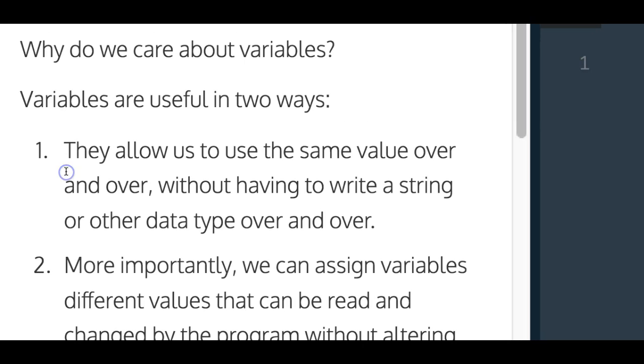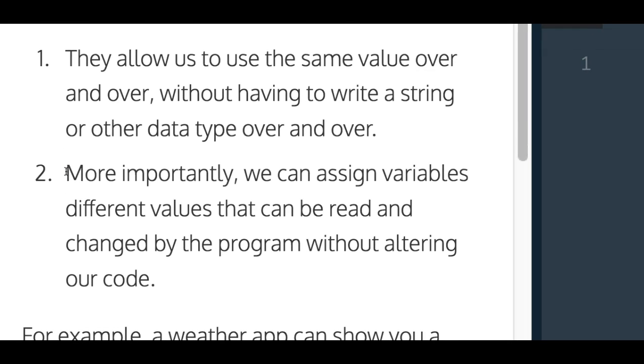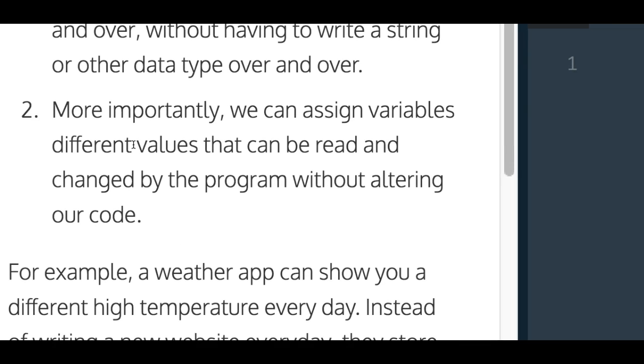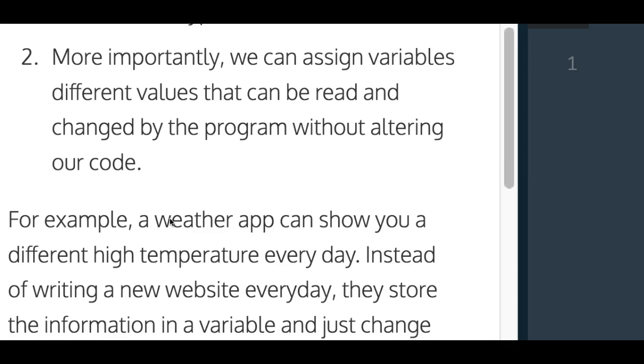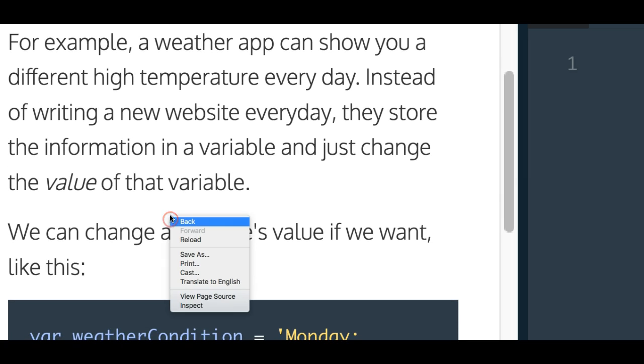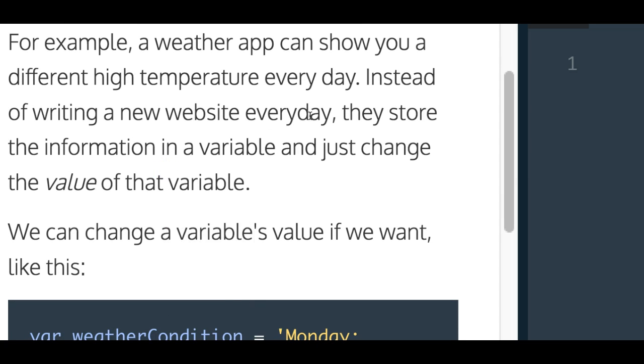One, they allow us to use the same value over and over without having to write a string or other data type over and over. Two, more importantly, we can assign variables different values that can be read and changed by the program without altering our code. For example, a weather app can show you a different high temperature every day.